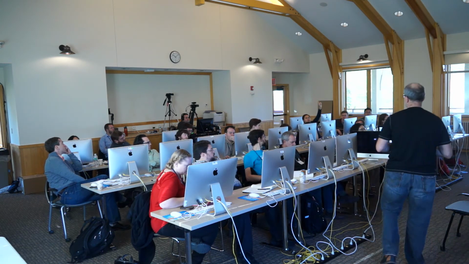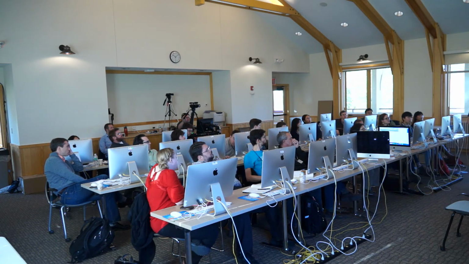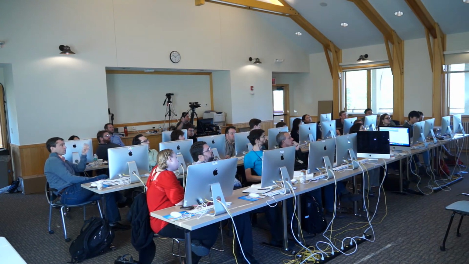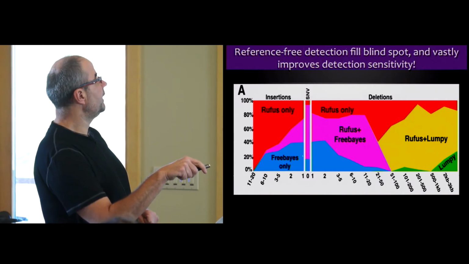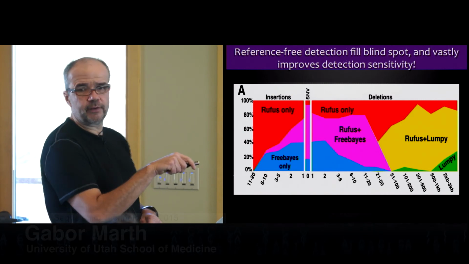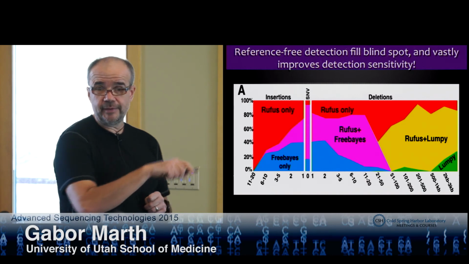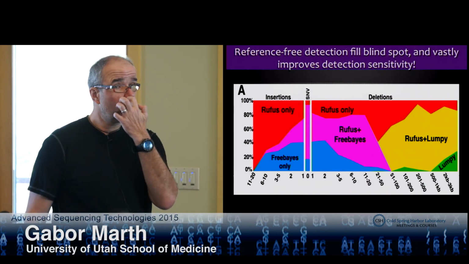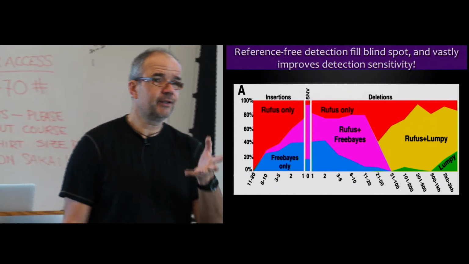So why is this ability to call SNPs here? What about the sensitivity of calling the SNPs with this? That's a good question. What you're finding is that there is a fraction of the variants that Rufus doesn't call, but FreeBayes does call. Some of those are artifacts of the program, and do you want to explain?